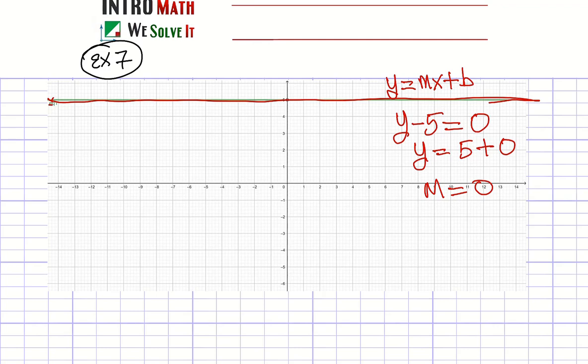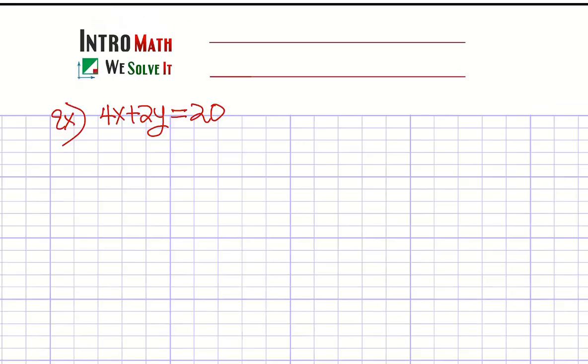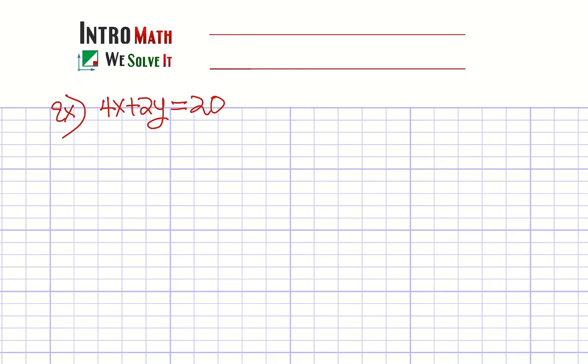We did these before. So let's do more examples. Look at this example here. You're given that equation. What we have to do is put it in this form, slope-intercept form, which is mx plus b. So how do we do that? We'll try to isolate y. So we say 2y is equal to minus 4x plus 20.